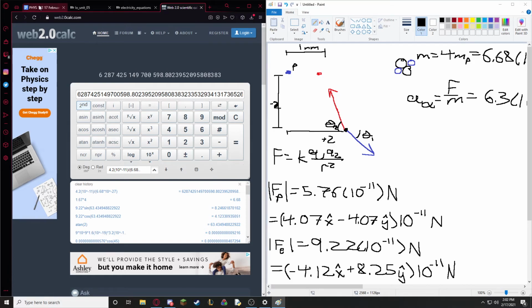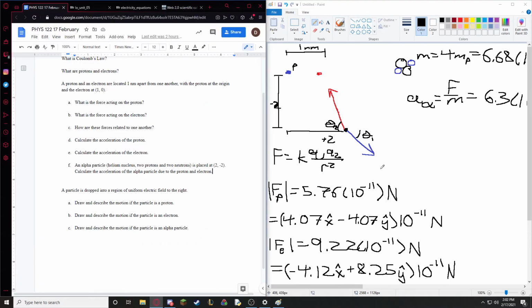But, so we've gone ahead and calculated our acceleration, and once again, our acceleration is going to be in the same direction as the net force, right? So it's going to be pretty much straight upwards, slightly to the left.